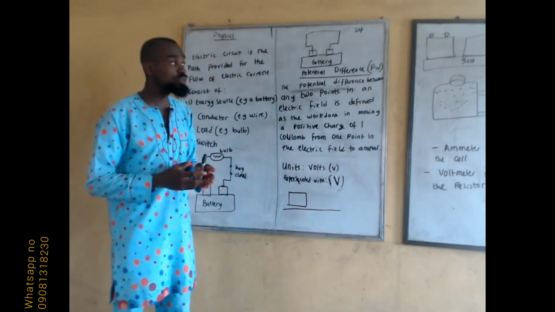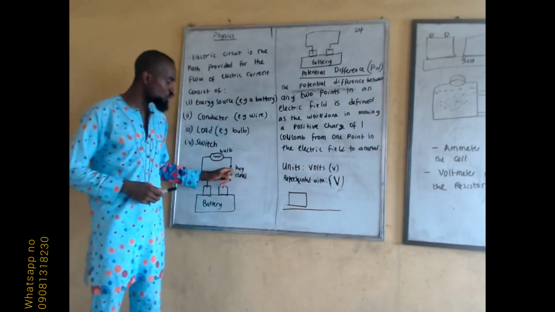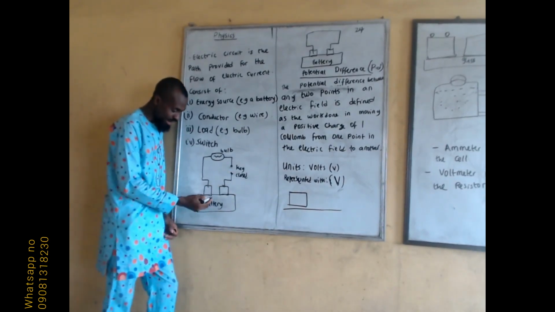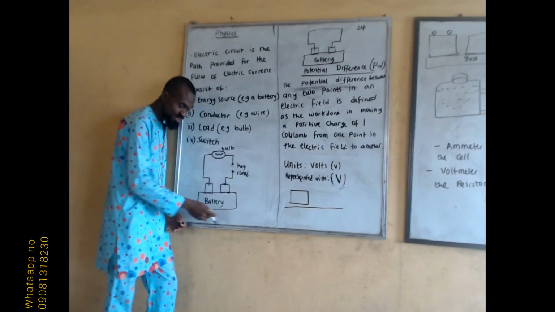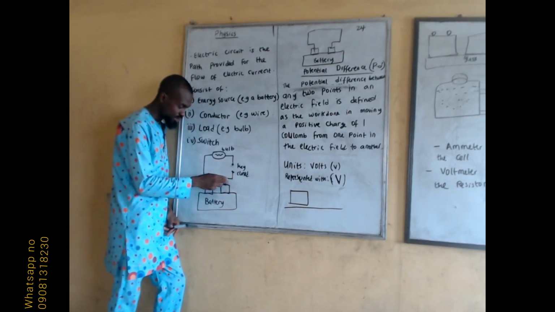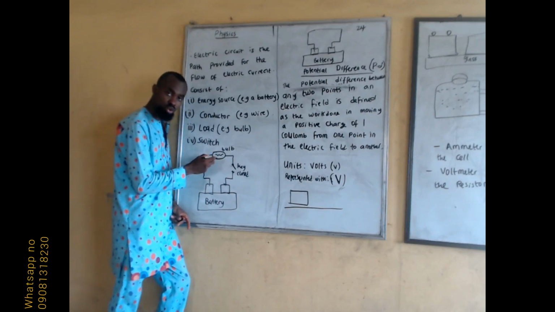One is the open circuit. What is an open circuit? An open circuit is one where the key is open. There's no complete flow of electricity. Now, if you look at this diagram, this whole part represents a battery, your energy source. This is connected to one terminal of the battery, and this to the other terminal. This is your conductor. This is your switch. And this is your load, which is a bulb.